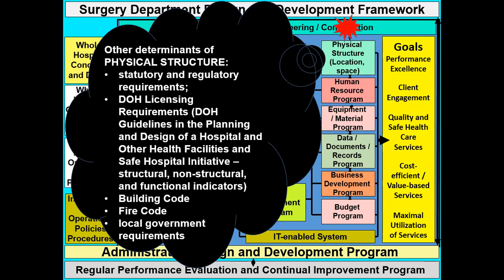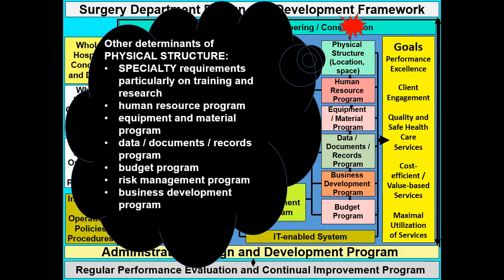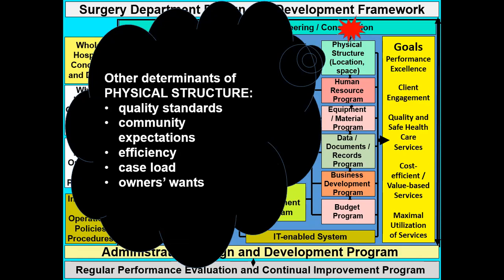Building code, fire code, local government requirements, specialty requirements, particularly those which have training and research programs, human resource programs, equipment and material programs, data, document, and records program, budget program, risk management program, business development program, quality standards, community expectations, efficiency, caseloads, and of course, what the owners want. This is also very important.